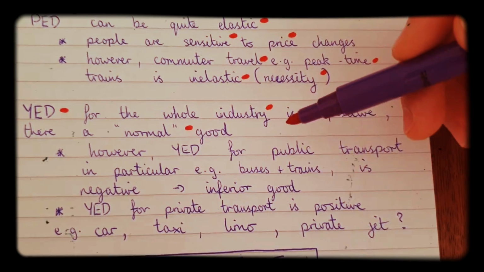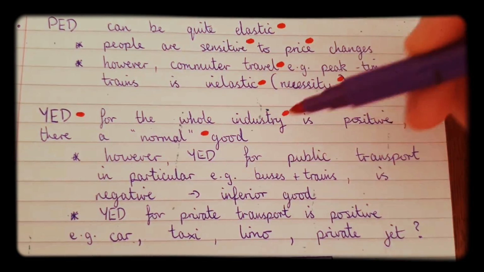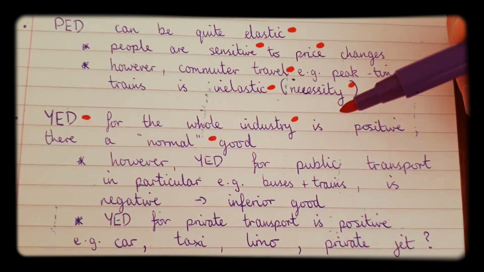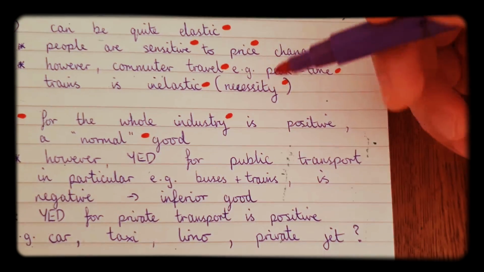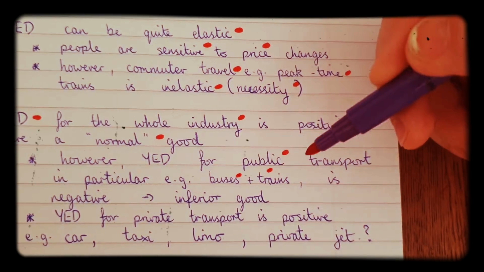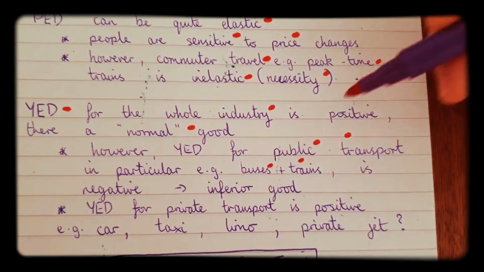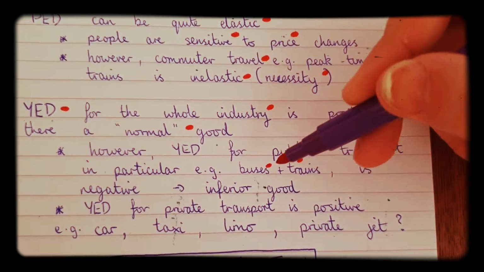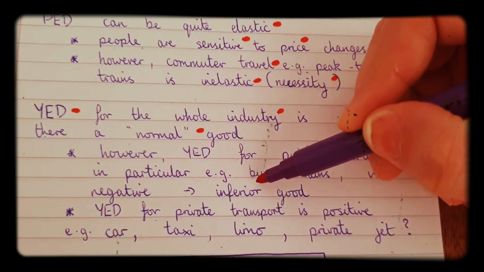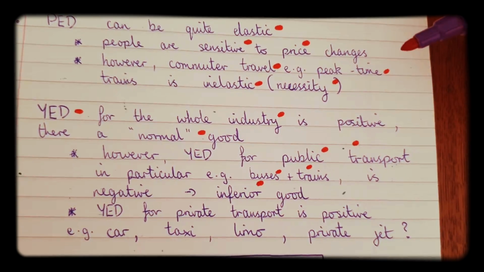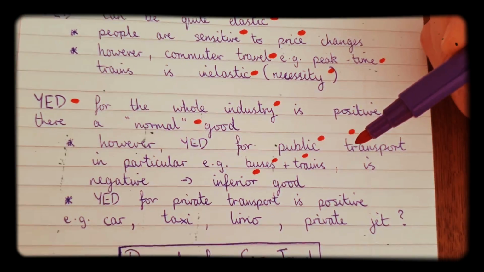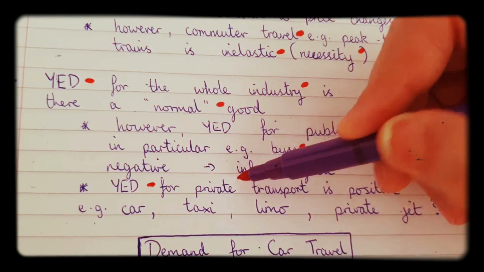However, if we look at the industries and markets within the whole travel industry, we can see that YED can sometimes be negative. So for example, in the case of public transport, so buses and trains, if you earn more money, it's highly unlikely you're going to continue to travel, let's say, to work by bus or by train. This is known as an inferior good. If people earn lots and lots of money, they stop using the trains, they stop using public transport. So that means the YED for private transport is positive.